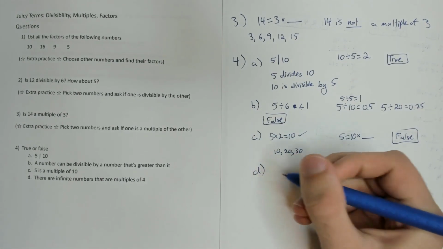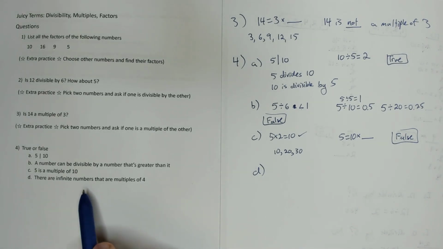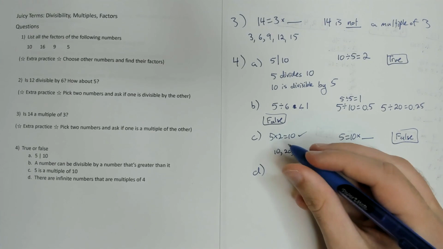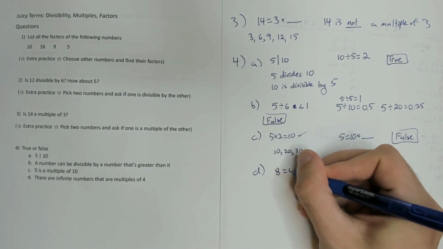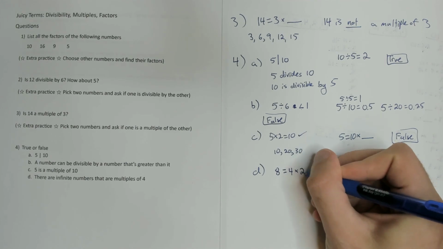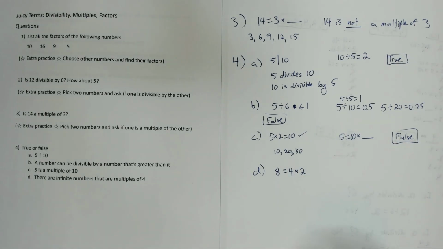All right, and let's look at part D. There are infinite numbers that are multiples of 4. Okay, so what does it mean to be a multiple of 4? Well, an example would be 8. That's a multiple of 4 since we take multiple 4s, or we take 2 4s and we get to 8.